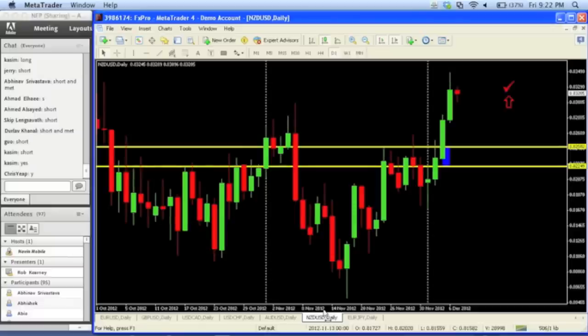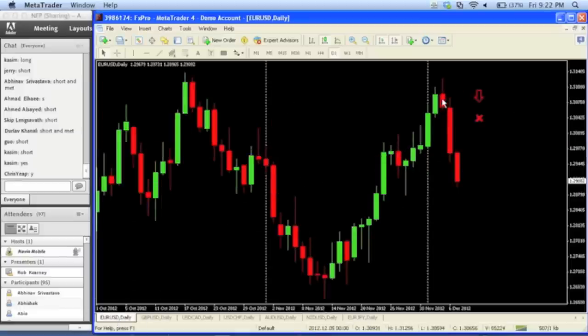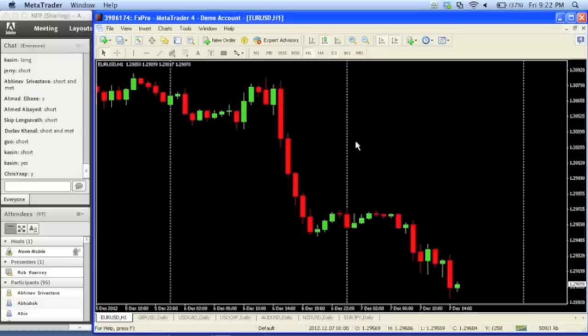Technically, we should just go long. However, New Zealand dollar for the last 3 days has been going long, while Euro USD, the last 3 days, has not been going long, has been going short. Anti-correlation, so a bit of caution there. Let's take a look at today. Let's go on to 1 hour and get an idea. Currently, the candles are going short on Euro USD, right? Take a look at New Zealand dollar on the 1 hour.